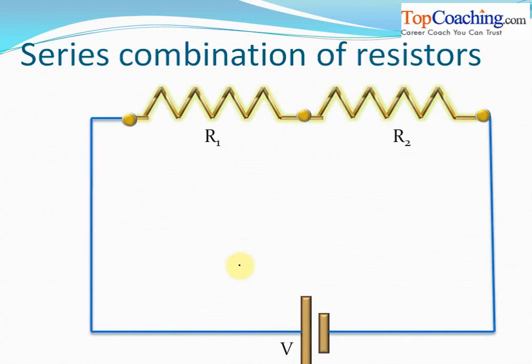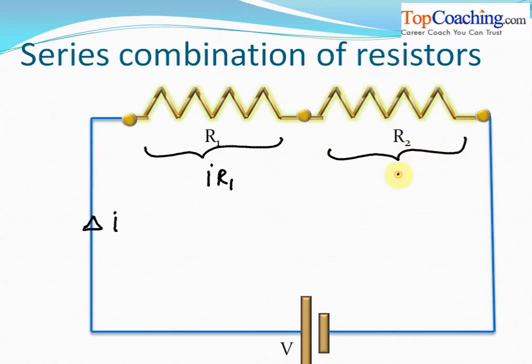You see, the net potential across the battery is V, right? But the battery causes a current I to flow through the circuit. And because of Ohm's law, we know that the potential difference across a resistor will be V equal to IR, isn't it? So across this resistor R1, a potential drop IR1 occurs, and across the resistor R2, a potential drop IR2 occurs, and these potential drops are such that IR1 plus IR2 is equal to V. Understood? That is what happens when you connect a resistor to a battery.